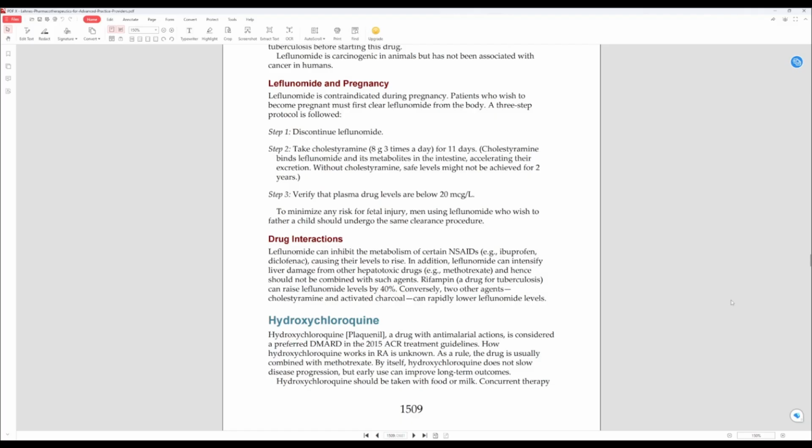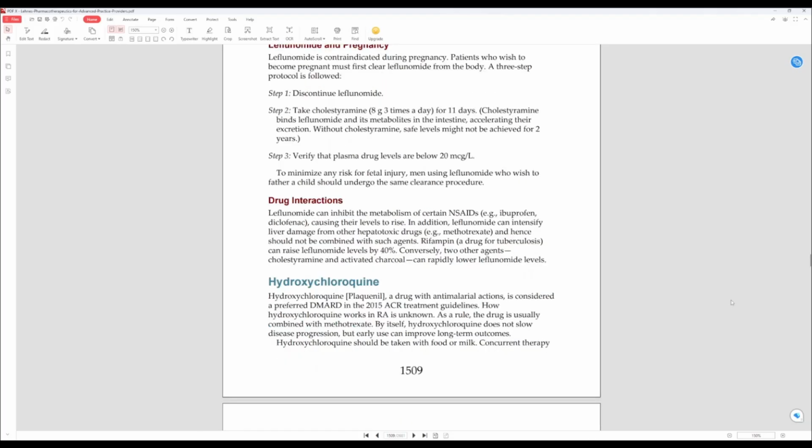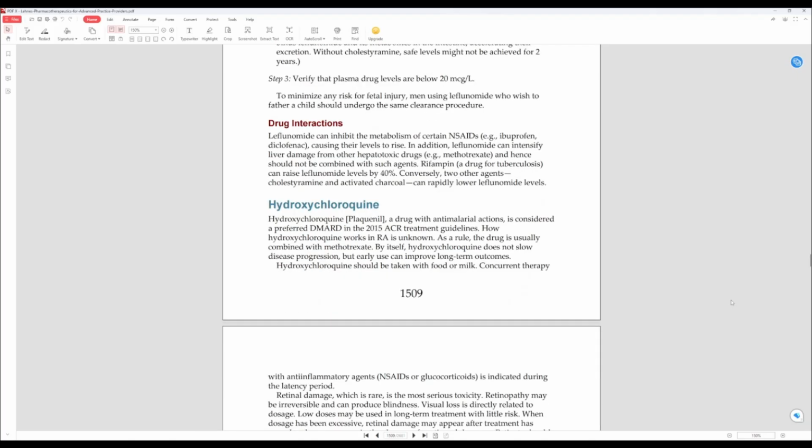Without cholestyramine, safe levels may not be achieved for up to 2 years. Step 3, verify that the plasma drug level is below 20 micrograms per liter. To minimize any risk for potential fetal injury, men who use leflunomide and wish to father a child should undergo that same clearance procedure. It does have drug interactions as well.